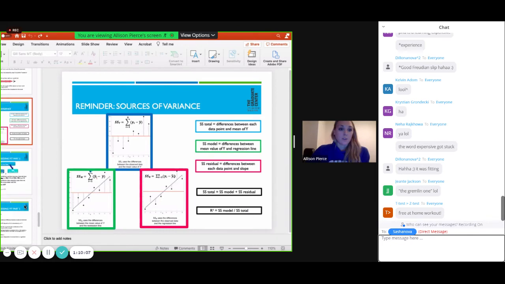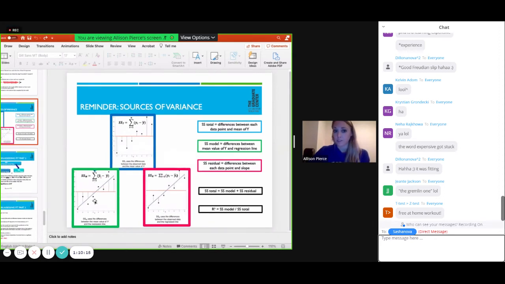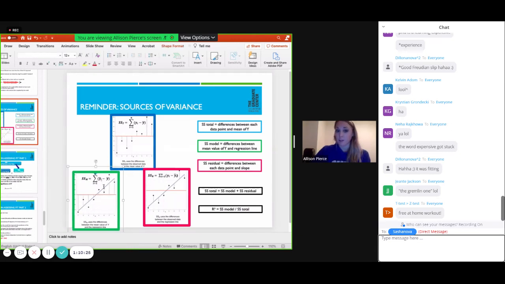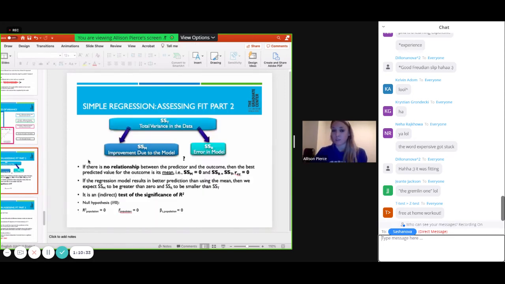All right, so I'm going to hop into R in the last little bit. So a lot of this is just a reminder of our sources of variance. So remember this slide from ANOVA: our total amount of variance within the whole data set, our variance explained by a model, this is our SS model, and then our variability that's left over, that's the SS residual. This is all the exact same thing that we're doing with regression. We're just doing the math differently because we're finding the line of best fit that minimizes those residuals, but the outcome is the same.